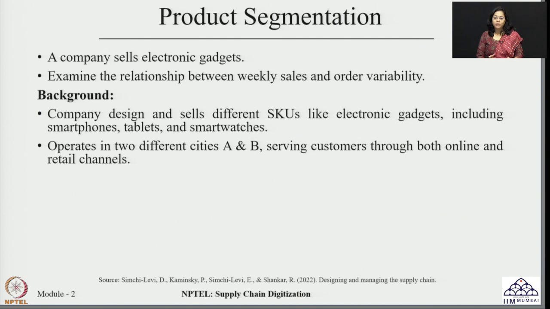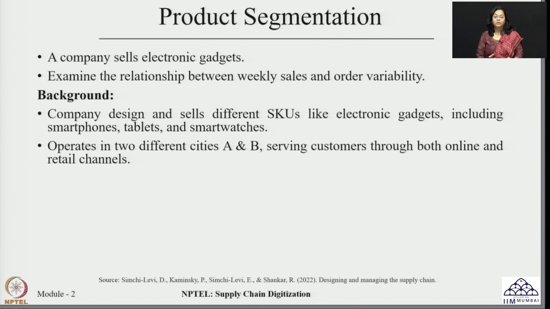So, something more about the company. The company is already providing different types of SKUs, which can include smartphones, tablets, smartwatches and many other similar products. So we can see that the company is in a business where it is providing a large number of varieties of SKUs, and as we can understand from this example, this is a very critical challenge, because understanding what the right supply chain should be, or the right way for managing a particular product, is a very critical task.